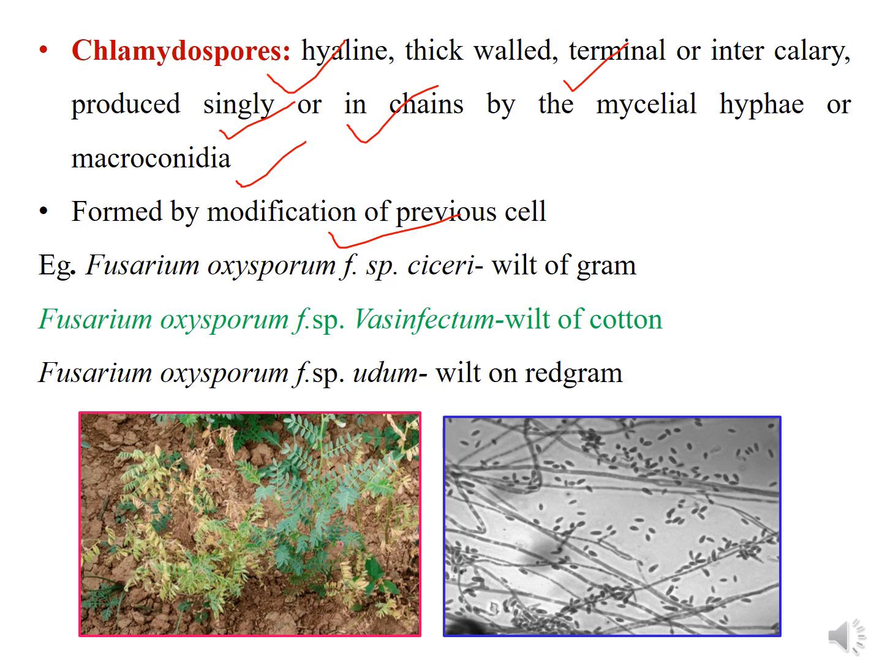Examples are these Fusarium species, which generally cause wilt disease in various crops, and here we will see three examples. Fusarium oxysporum formae speciales ciceri, that is wilt of gram. Here you can see Fusarium causing wilt in chickpea. Fusarium oxysporum f. sp. vasinfectum, that is wilt of cotton, and Fusarium oxysporum f. sp. udum, that is wilt of red gram.